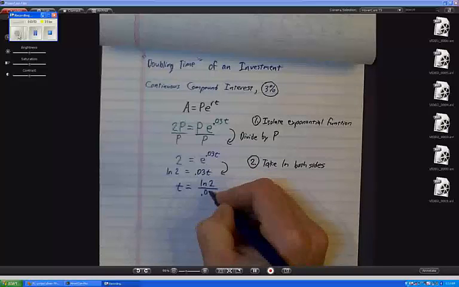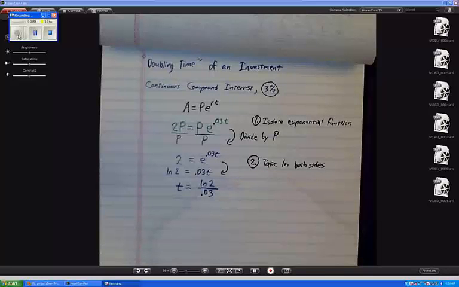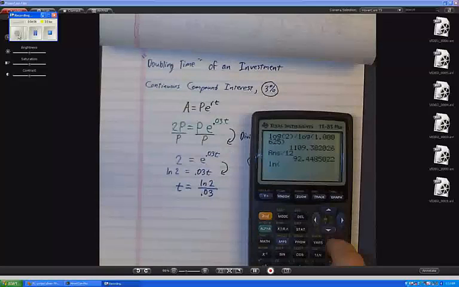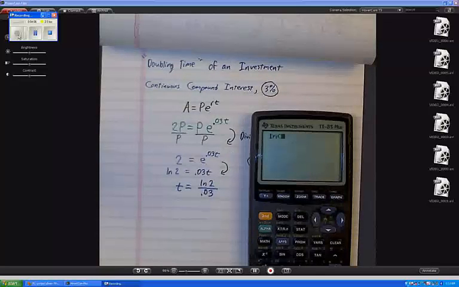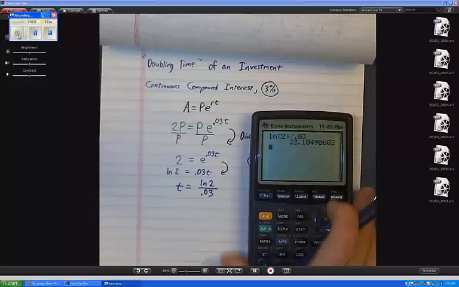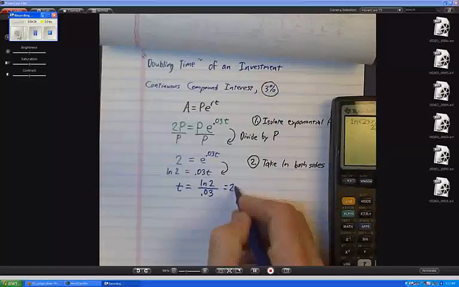And here's where I could really use a calculator to help. So I'm going to go ahead and type that in. Let's see now. Natural log of 2, close parentheses, divided by 0.03. So there's my answer, right? t equals 23.1. So what is that? How do you answer the question now?